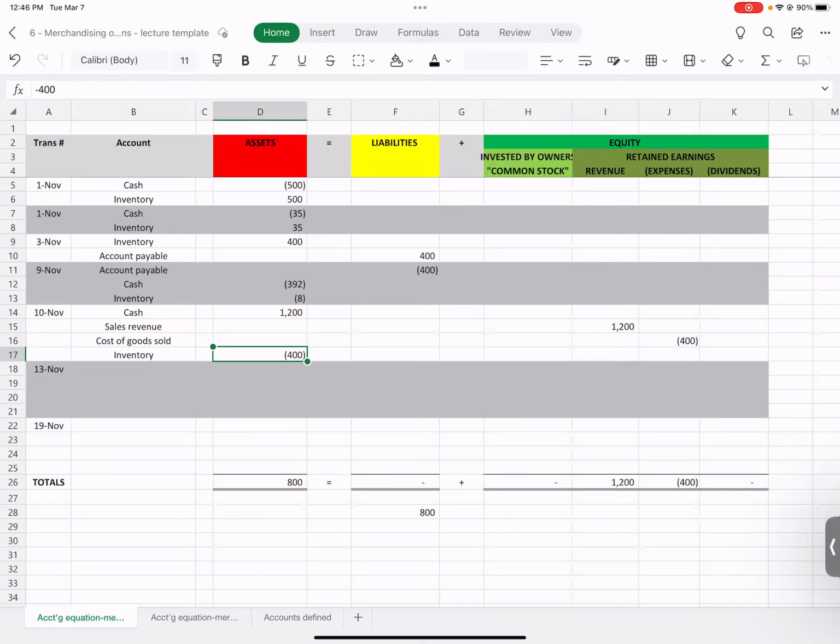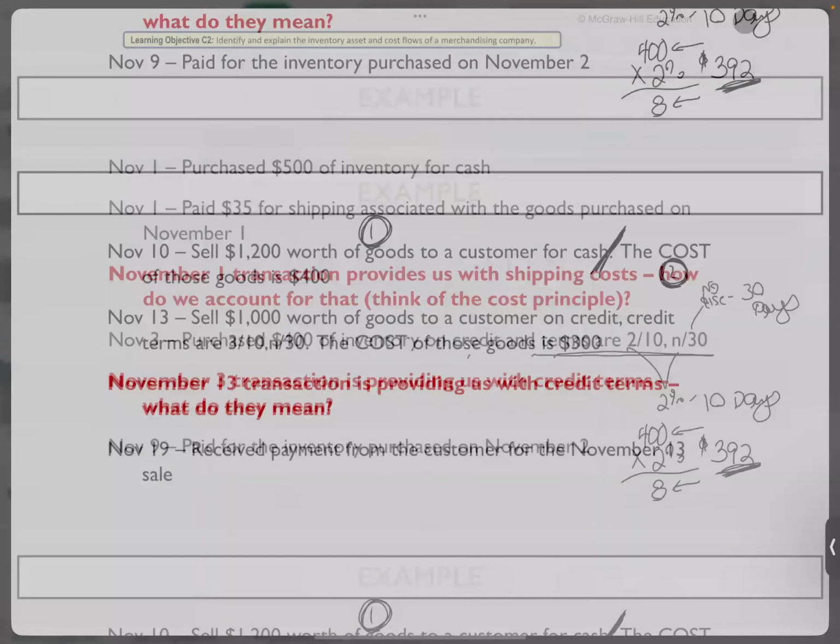We don't have those inventory items anymore. We just sold them to the customer. So we need to show that our inventory is decreasing by $400. So the sale piece and then the cost piece. For every one of these transactions, that's what we're going to see, the sale piece and the cost piece, okay?